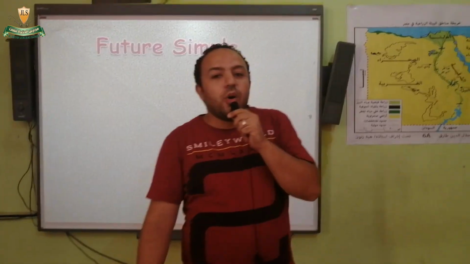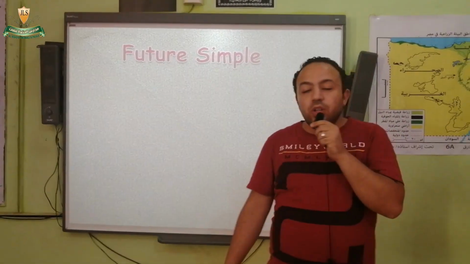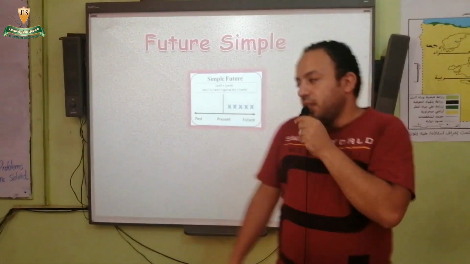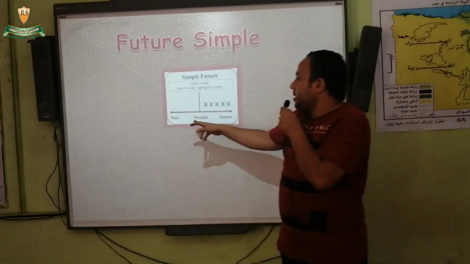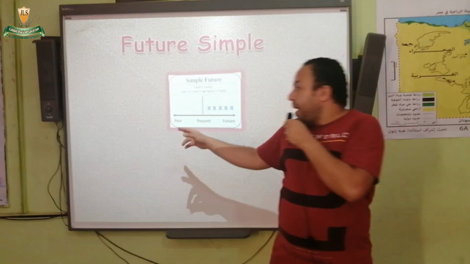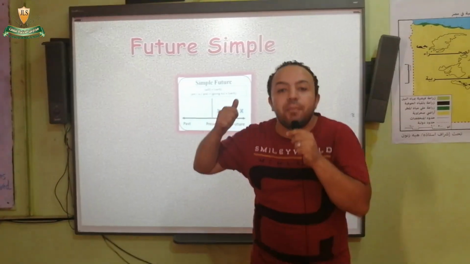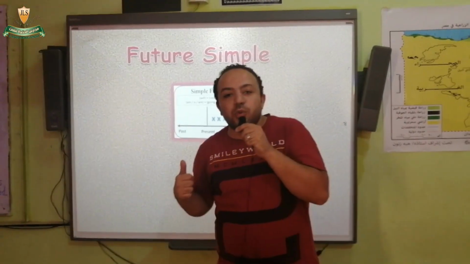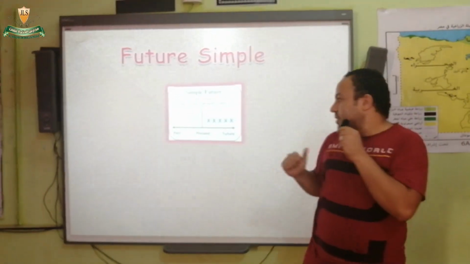Everybody, we are going to talk about the future simple. First of all, we have three basic tenses in the English language: past, present, and future. Past is when we talk about something that happened in the past. For example, we went to the zoo yesterday. So yesterday is in the past.